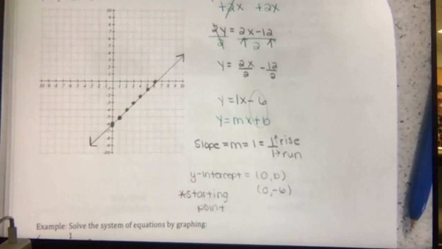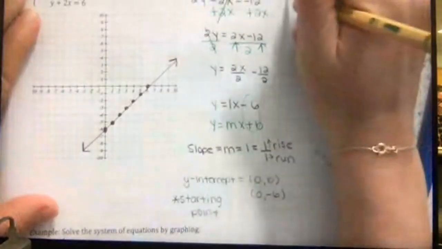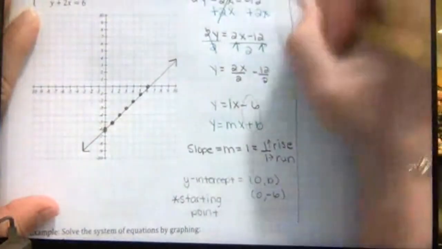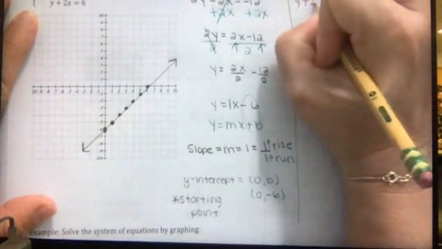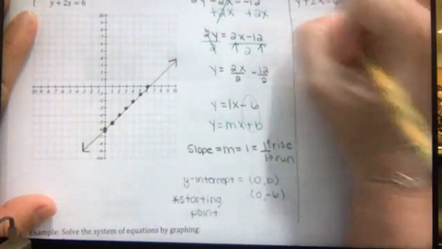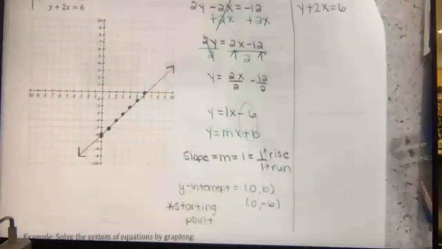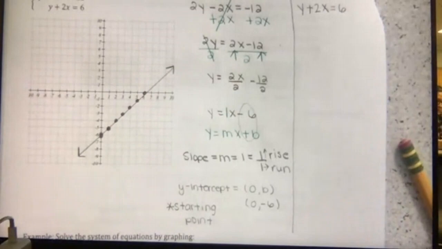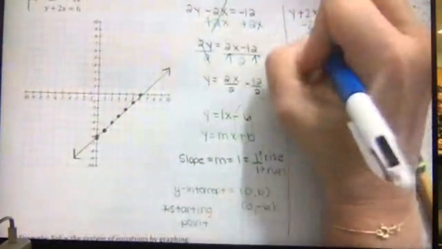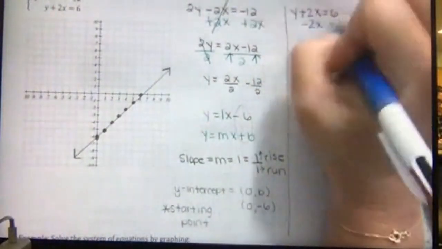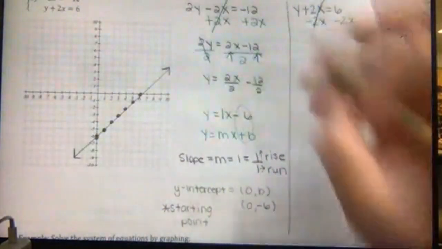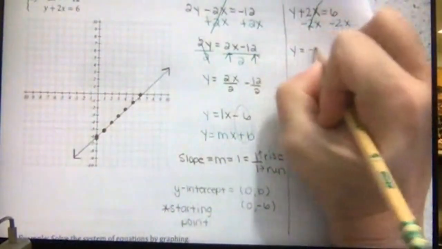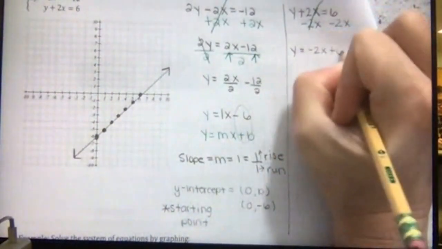So that was all just for that first line. Now do the same thing for the next line. Our next line is y plus 2x equals 6. Again, I want to put it into y equals mx plus b form, so I'm going to get y by itself. Let's move that 2x to the other side. We can subtract 2x from both sides, that way those cancel. So y equals negative 2x plus 6.